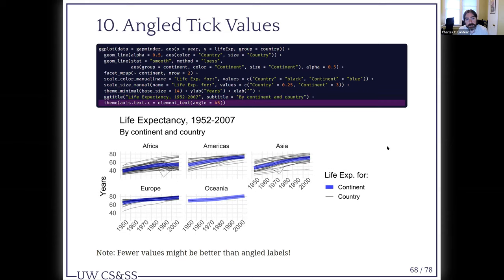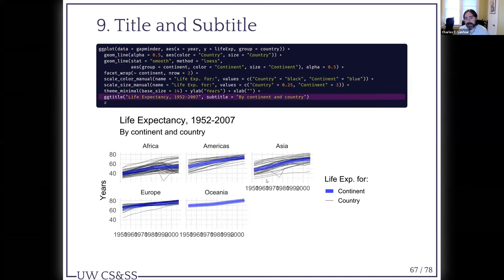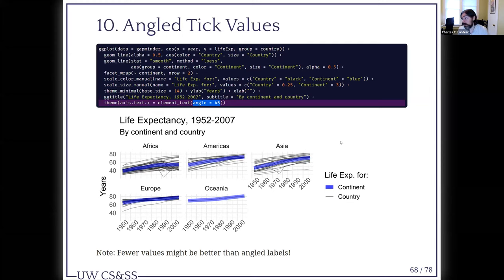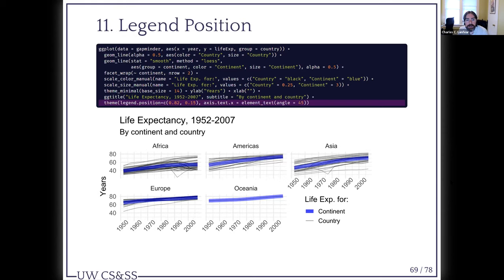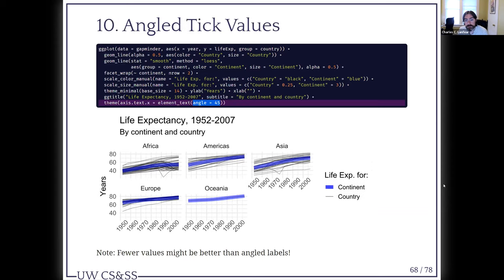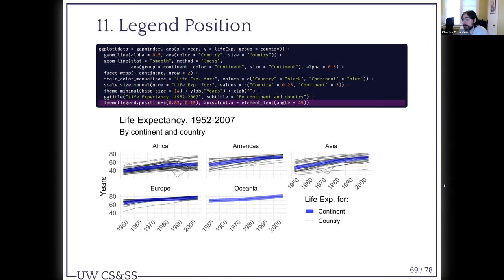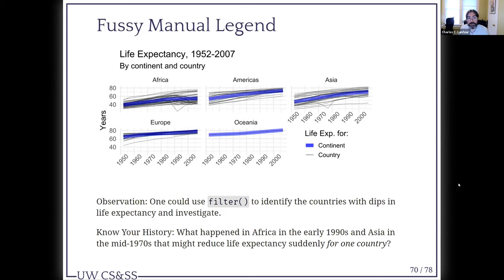I do theme, axis text x, angle 45. Because my years over here were overlapping, I rotated them 45 degrees. A better thing to do might be to use fewer labels, but I rotated them 45 to show you that you can do it if you want to in the future. And then I move my legend to buy me a little bit more space. I bring the legend in to waste less white space. And that's the final plot that I have.